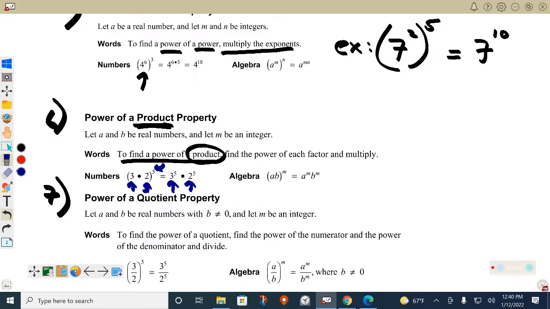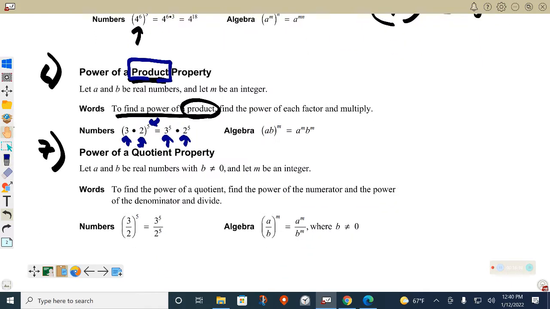This only works for multiplication. That's why it says product. Product is a fancy word for multiplication. This only works for stuff that's being multiplied in parentheses, right, Solorio? Check it out.